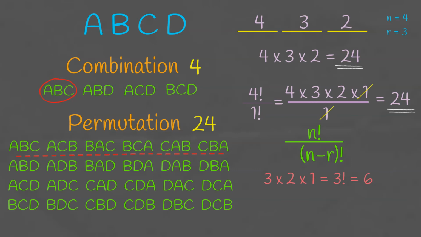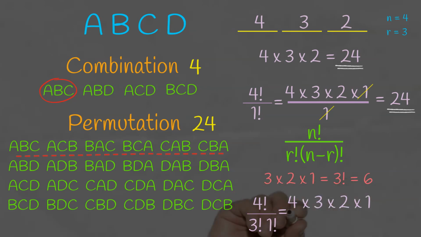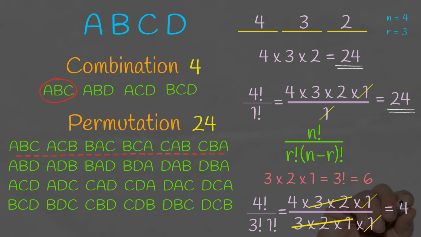This is also going to be the same for the next combination ABD and the next one ACD, etc. So this means that if we get the number of permutations and we divide it by r factorial, we should get the number of combinations. So for this example, it would give us 4 factorial over 3 factorial, 1 factorial. So although the ones don't make a lot of difference here, we'll cancel them out. But also you can see the 3 times 2 will cancel out with the 3 times 2 underneath. So the answer is just 4.